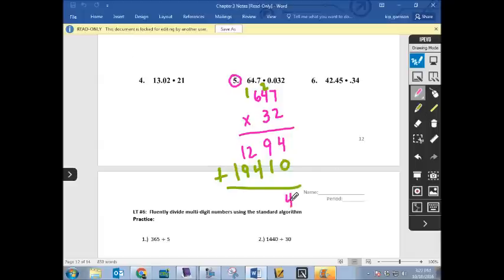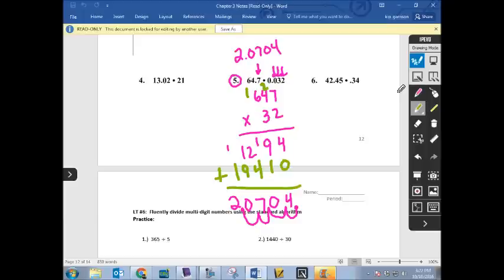4 plus 0 is 4. 9 plus 1 is 10. 3, 7. 10, 2. The answer is not 20,704. Remember, then we got to figure out how many numbers to the right of the decimal we have. 1, 2, 3, 4. So my decimal needs to move 1, 2, 3, 4. So the correct answer there would be 2.0704.